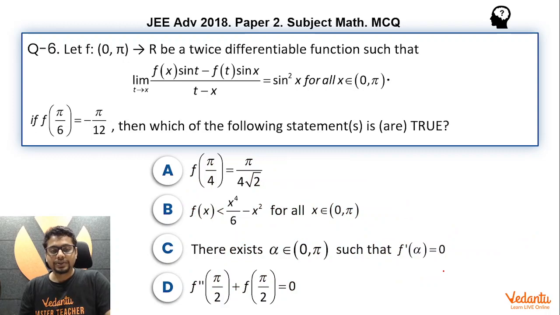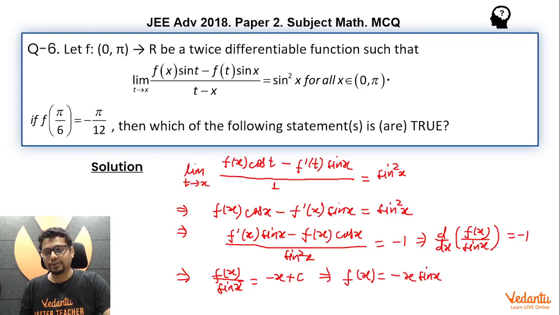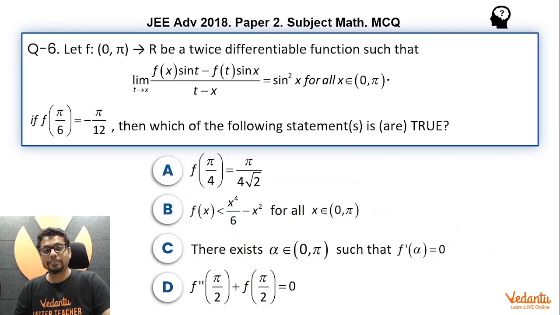Now a few of the options, especially option A and D, are very quick and easy to solve. F of pi by 4. So as you put x to be pi by 4, you get f of pi by 4 to be minus pi by 4 root 2. However, here it is given pi by 4 root 2. So this is not true, hence not part of my answer.